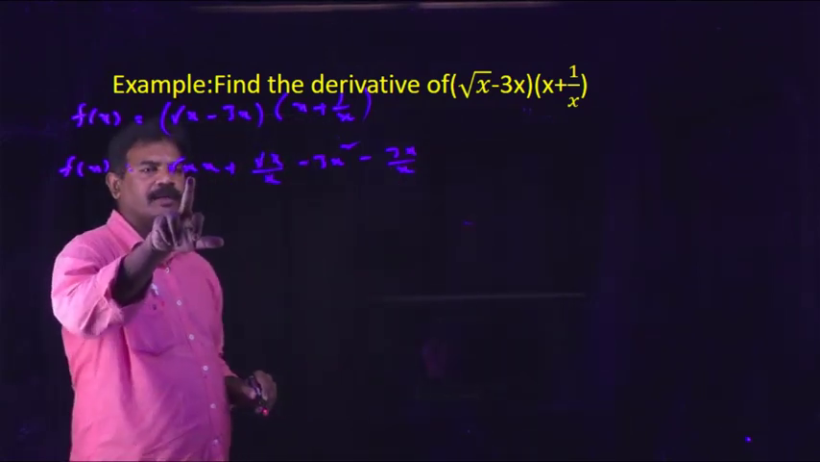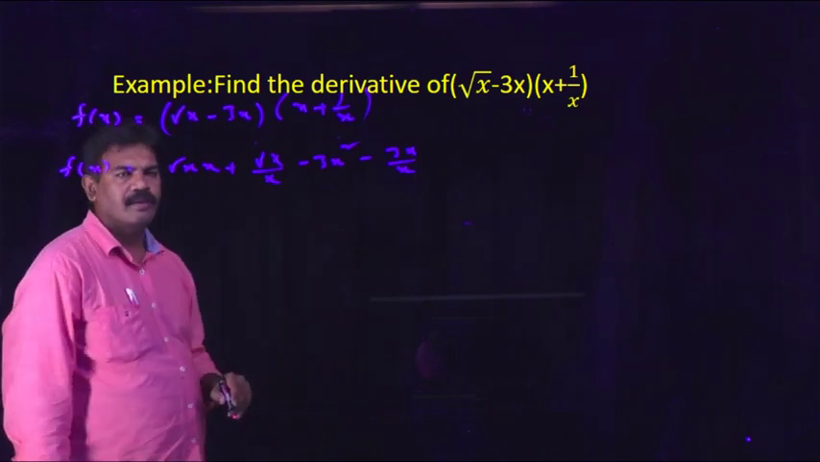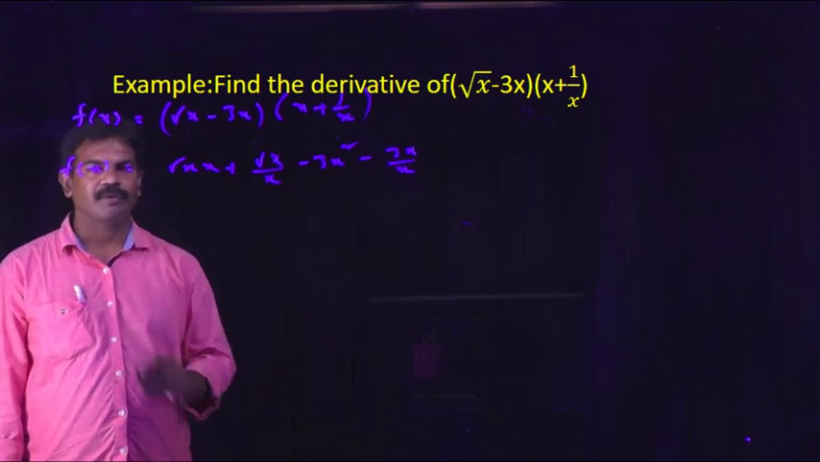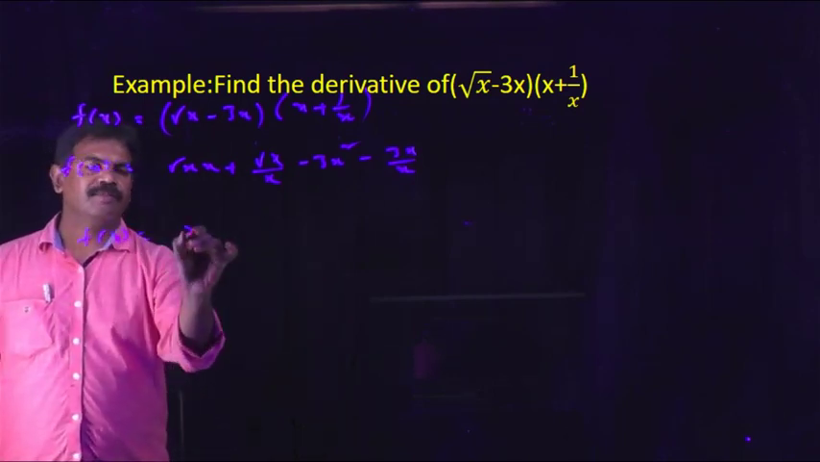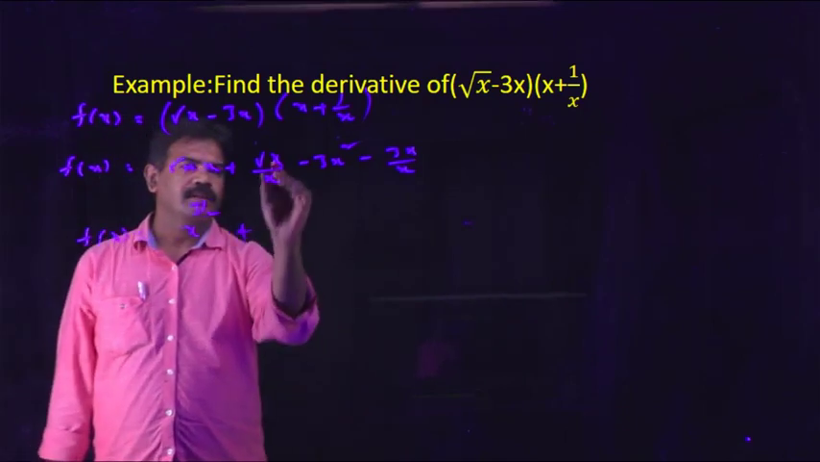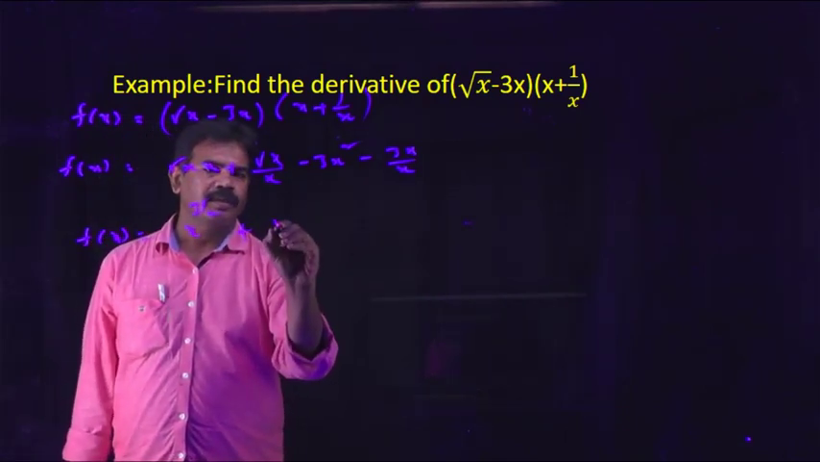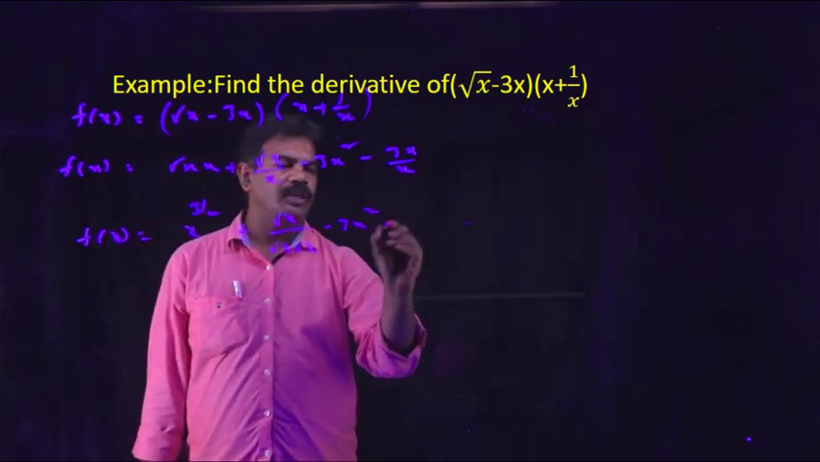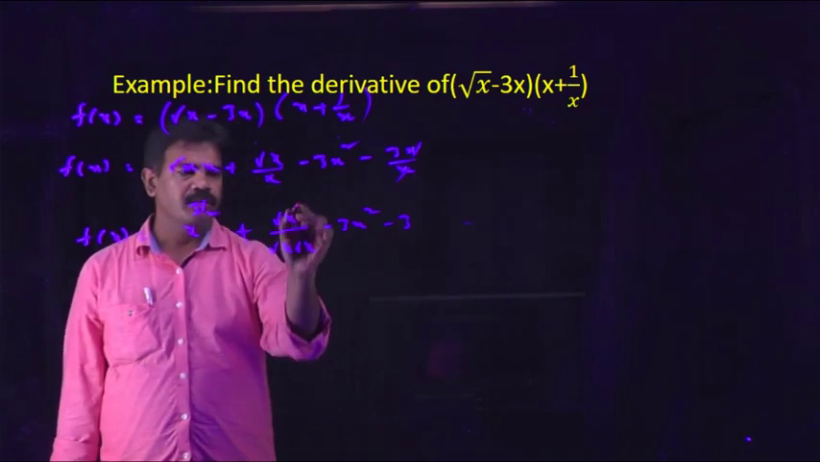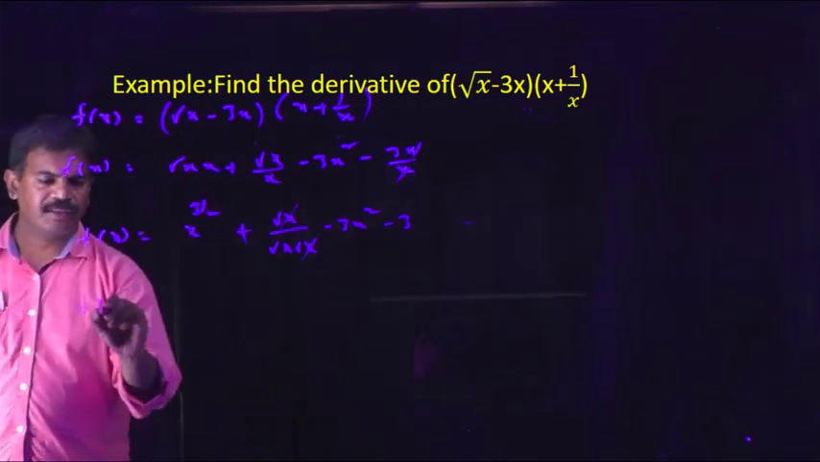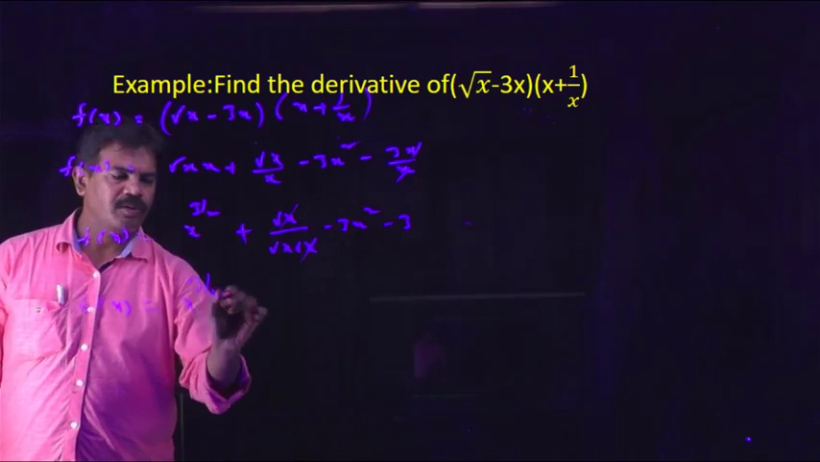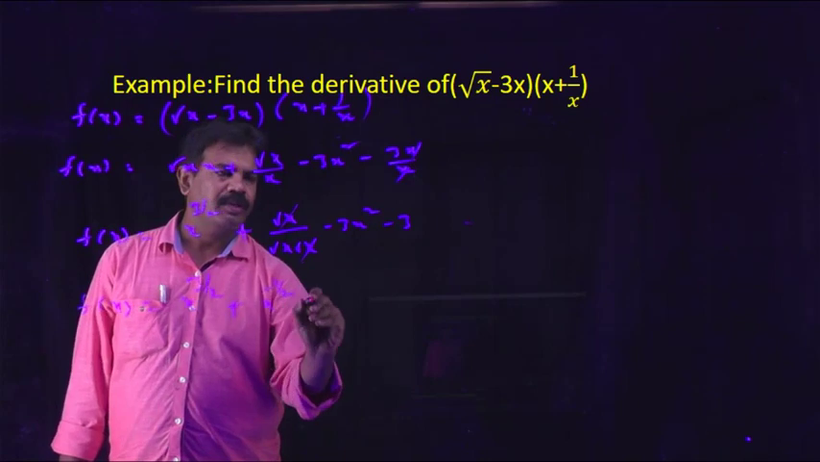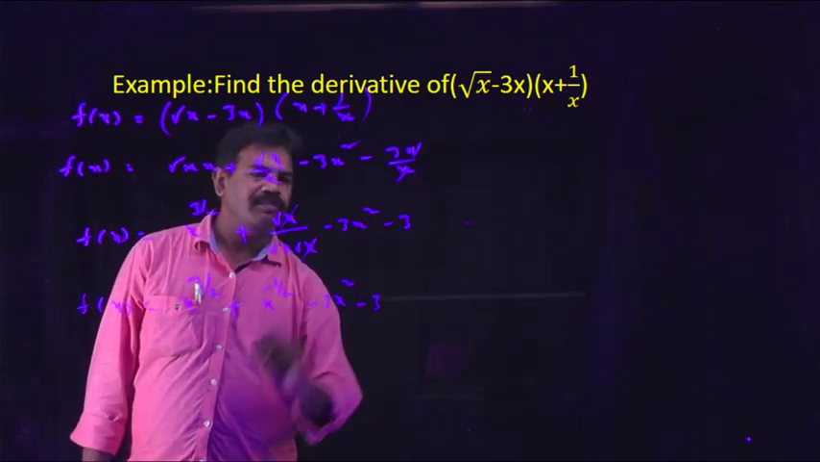Here the power of √x is 1/2 and the other is 1. The bases are in product, so we add the powers: 1/2 + 1 gives x^(3/2). Then √x/x means √x/(√x·√x), so √x cancels. So f(x) = x^(3/2) + 1/√x, which means x^(−1/2), minus 3x² minus 3.